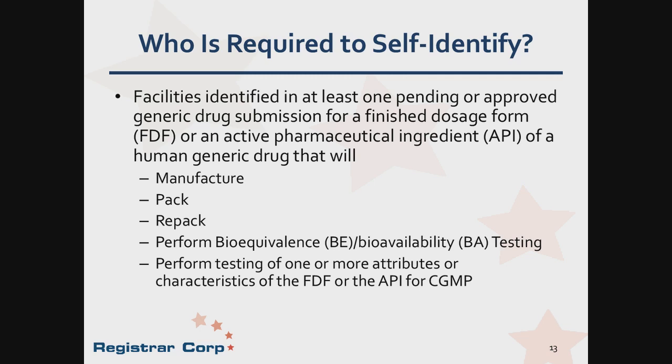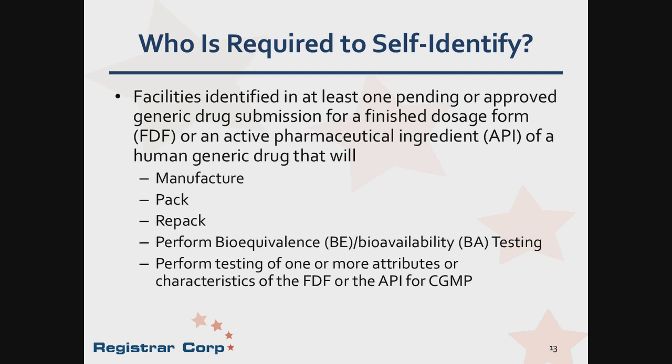Sites and organizations that package the FDF of a human generic drug into the primary container or closure system and label the primary container or closure system are considered to be manufacturers, whether or not that packaging is done pursuant to a contract or by the applicant itself. Sites that are identified in a generic drug submission and, pursuant to a contract with the applicant, remove the drug from a primary container or closure system and subdivide the contents into a different primary container or closure system are also subject to self-identification.